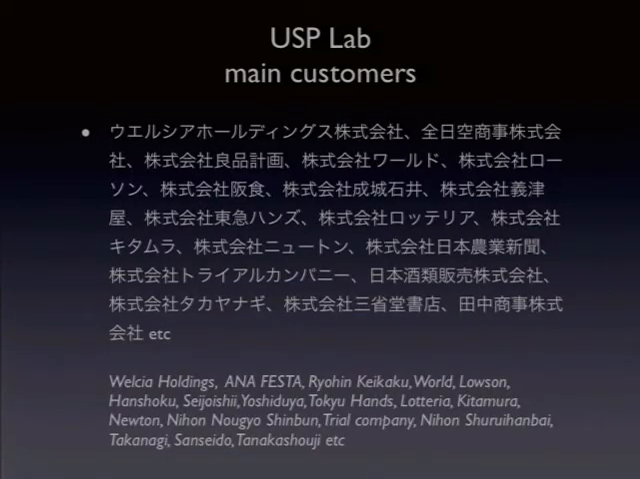What did USP Lab make for their customers? For example, for Ryohin Keikaku, an internal manufacturing and merchandising system, a head store communication system for Word, an equipment management system, a CRM engine for Rosen, a store sales management system for Hanshoku, a mission critical system for Seijoishi, a sales forecast system and inventory control system for Tokihans, a store management system for Body Shop, yes, Body Shop in Canada too, a BI tool system for a trial company, a mission control system, and for Yoshijuya, a real-time sales and marketing support system.